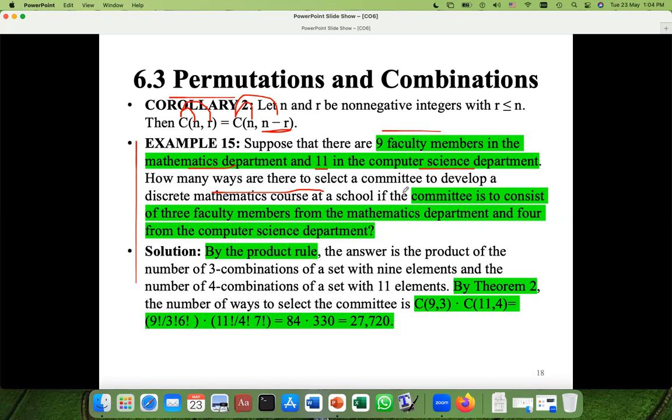And there is a restriction for that committee. What is that? Committee should have to consist 3 faculty members from math, and 4 faculty members you have to take from computer science. This is the restriction. If you are going to build a committee, this is the restriction that you have to follow, and then you know the total number of faculty members in each department, and then how many ways are possible to build that committee.